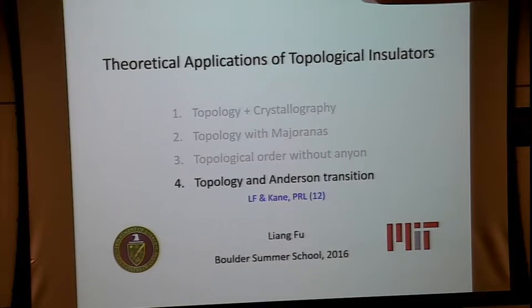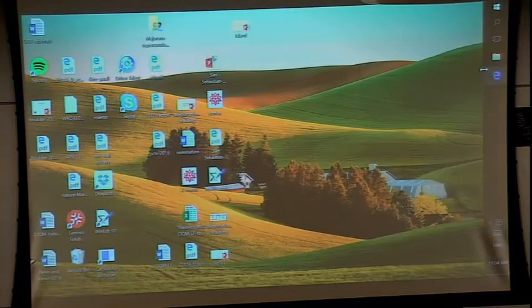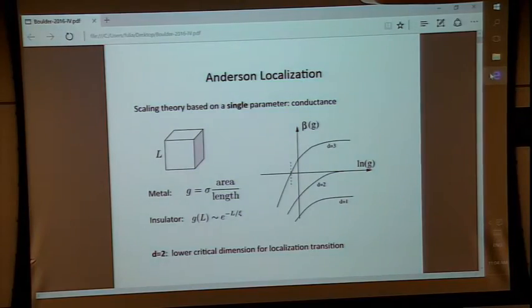So let me switch to this. Oops, does it work? Need to maybe close this and open this. All right. Okay.